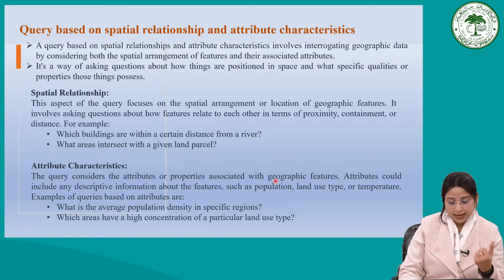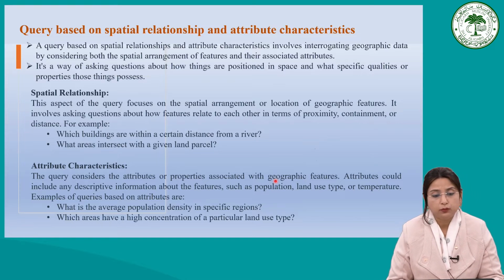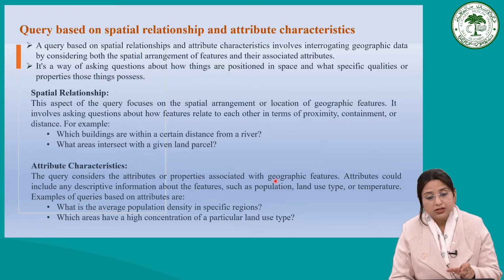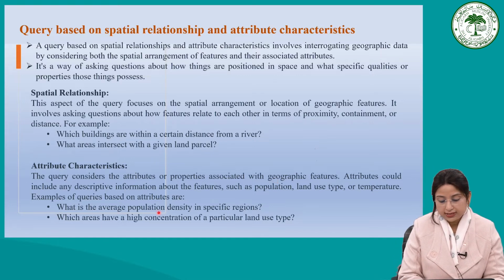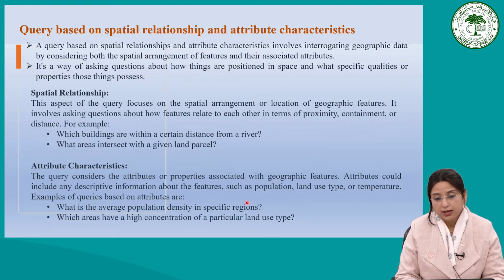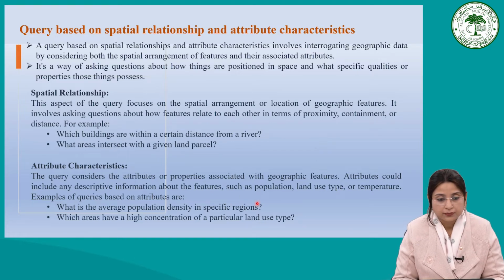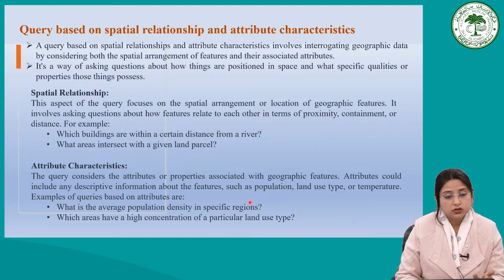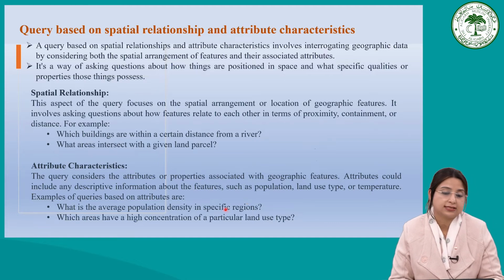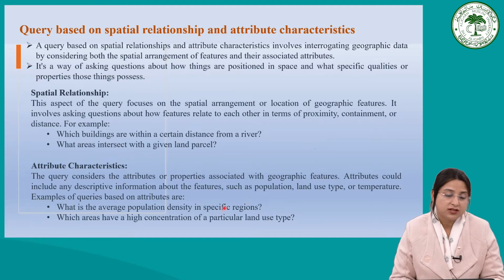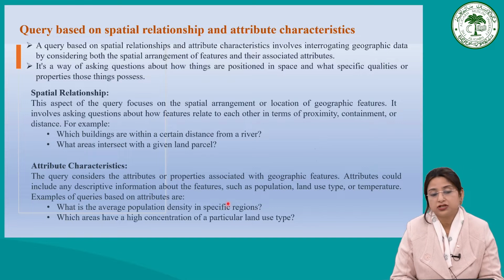If we take an example, for example, what is the average population density in a specific region? Population density becomes an attribute while a specific region is having the spatial relationship. So, query based on attribute characteristics. We are more interested in population density of a specific region. That's why it is a query based on attribute characteristics.